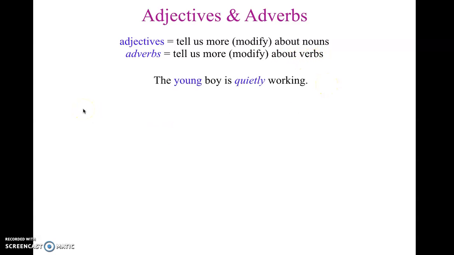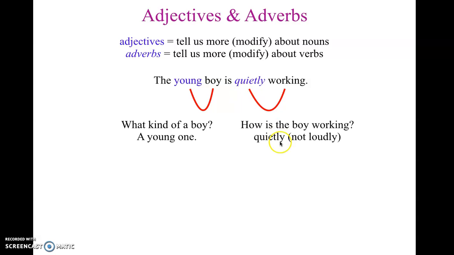The young boy is quietly working. Young refers to the boy. What kind of a boy? A young one, so not an old boy. Quietly refers to, or modifies, working. This is the verb. How is the boy working? The boy is working quietly, not loudly.